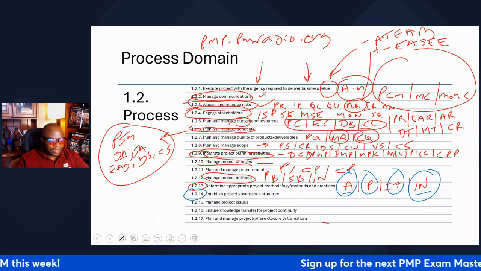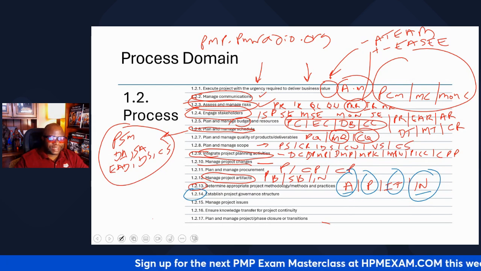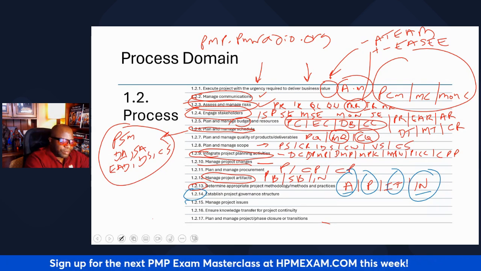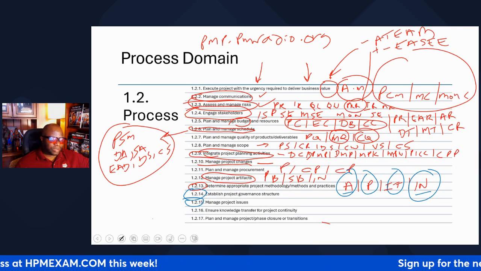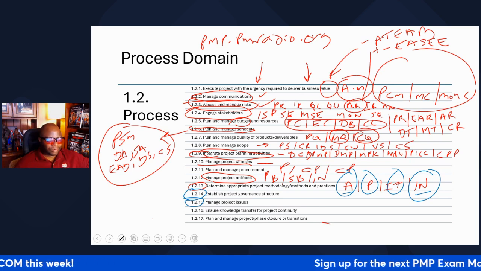Let's move on. And we're talking about governance. It's a framework within which authority is exercised. Let's talk about managed project issues. What is an issue? It's a realized risk. You got to manage those as well. In the world of Agile, we call those what? Impediments or what?